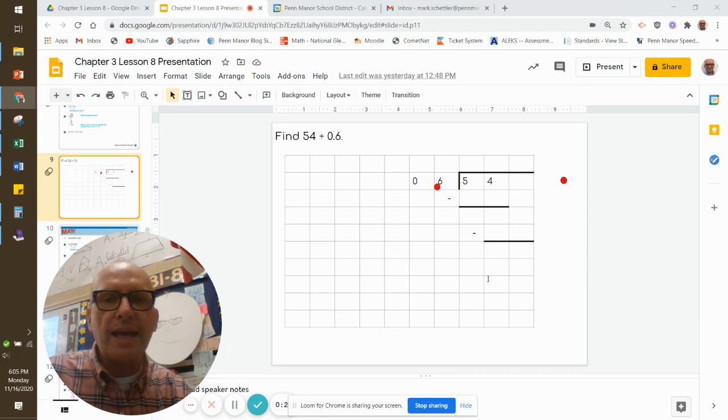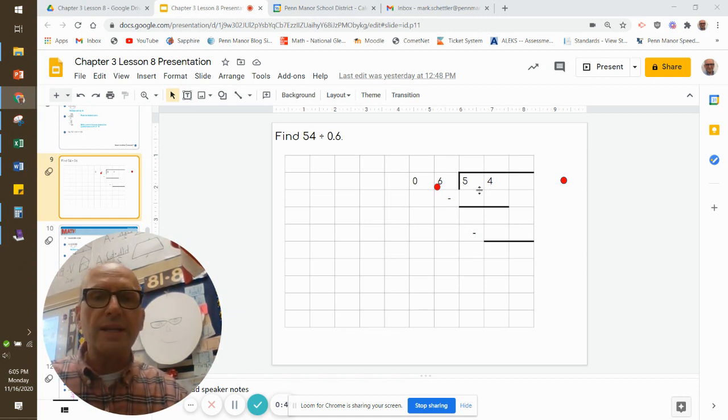We've got a new problem. Find 54 divided by 6/10. I formatted it right over here, and hopefully my cursor is showing up in the video. Right now the dividend is 54 as shown right here, and our divisor here is 6/10. Today in class we discussed that we need to get rid of the decimal over here.